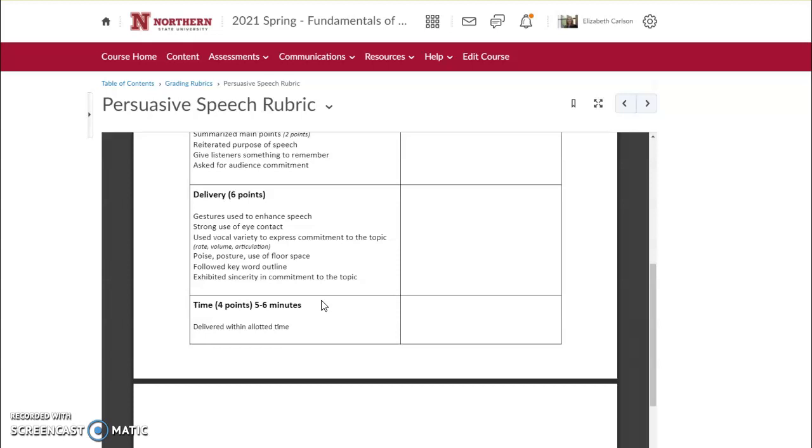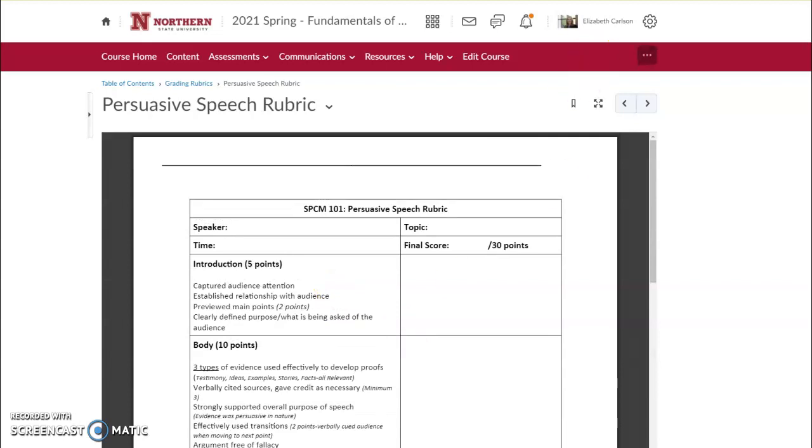And then lastly, time, 4 points. Make sure your speech is within 5 to 6 minutes, okay? Anything short or beyond that window of time will be a 1-point deduction per minute. Okay, so 30 total points possible for your persuasive speech.